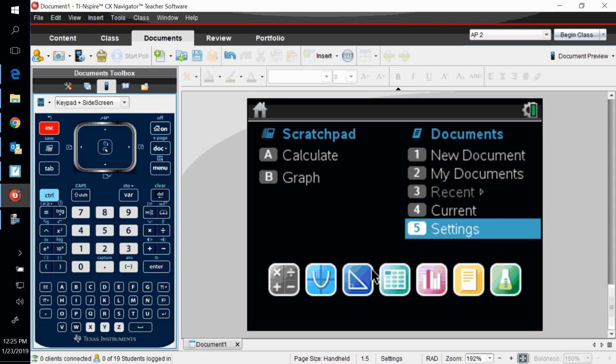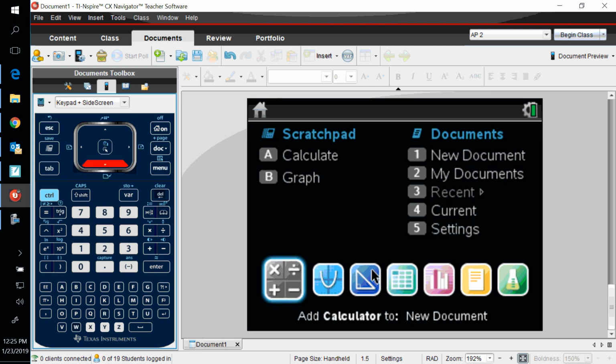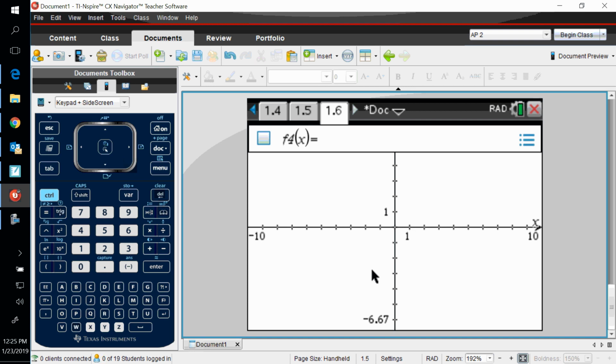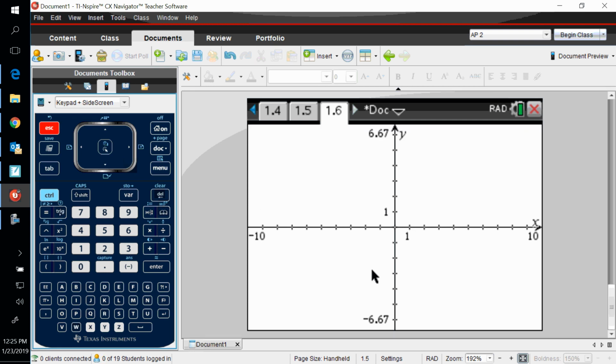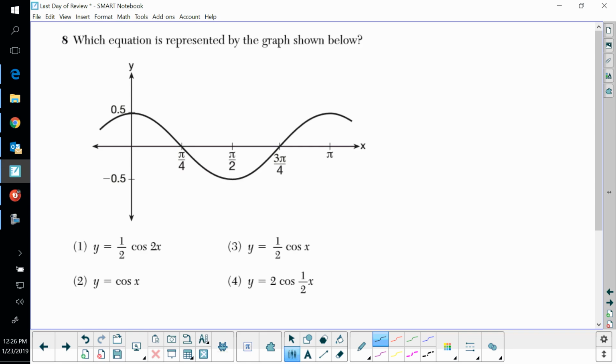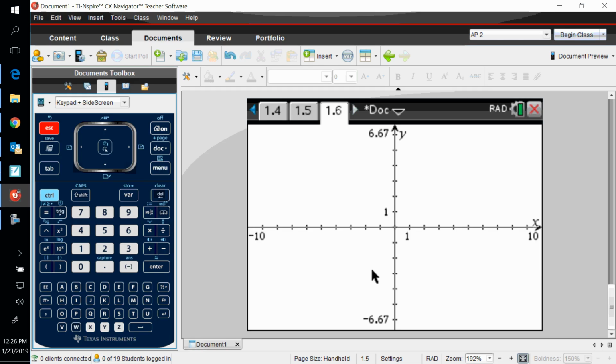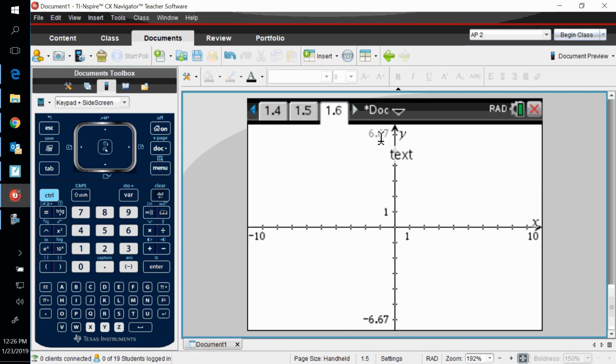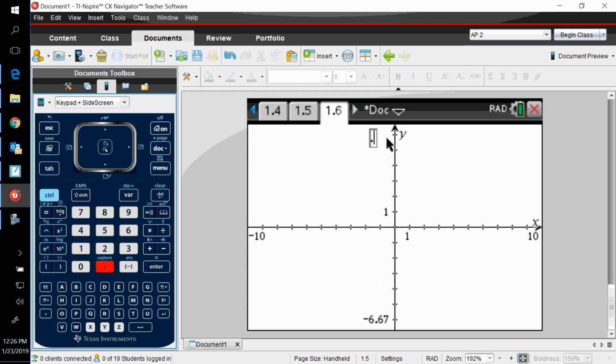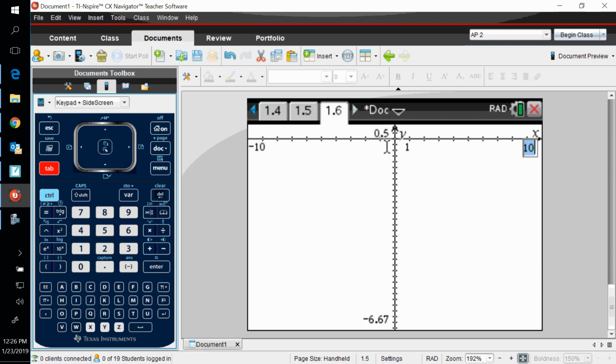Okay, so if we added a new graphs page, and we are going to set our window. So we want the top and bottom to be 5 and negative 0.5. And for the x's, we'll go from 0 to pi. So we can double click here. And we'll do 0.5. Now I just learned this the other day from Adrian. He showed me that you could hit tab and it'll take you to the next one.